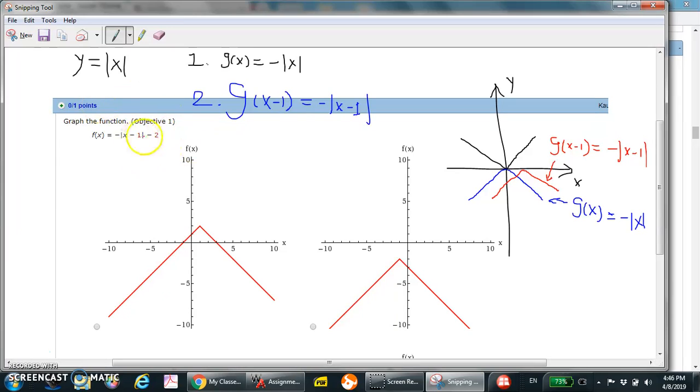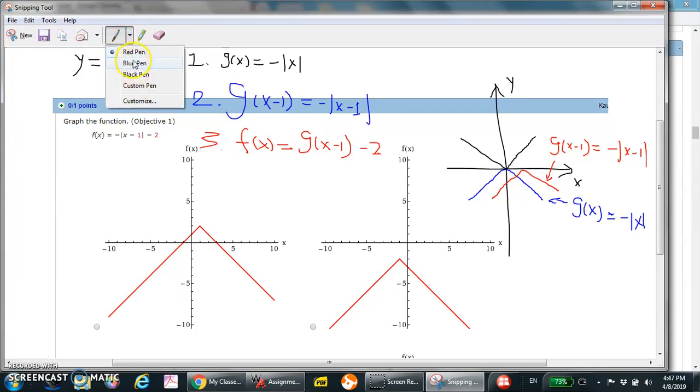Then we minus 2. So f(x) is equal to g(x minus 1) minus 2. We subtract 2 from the function, so now we're going to shift this graph down. We're going to shift it downward for 2 units. Let me go back to this corner. So then we will end up here.